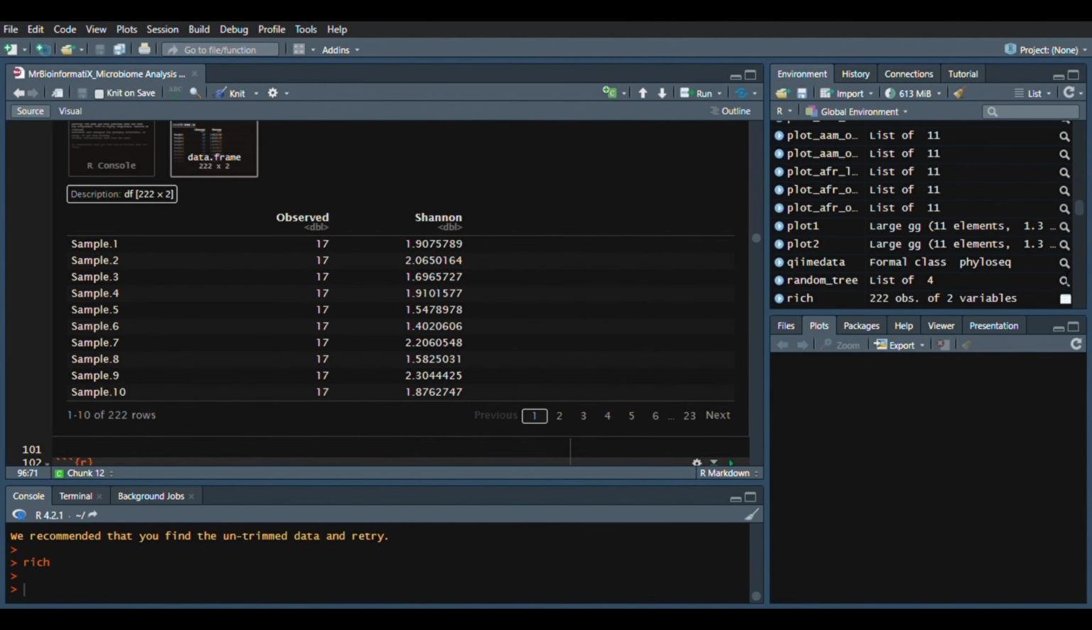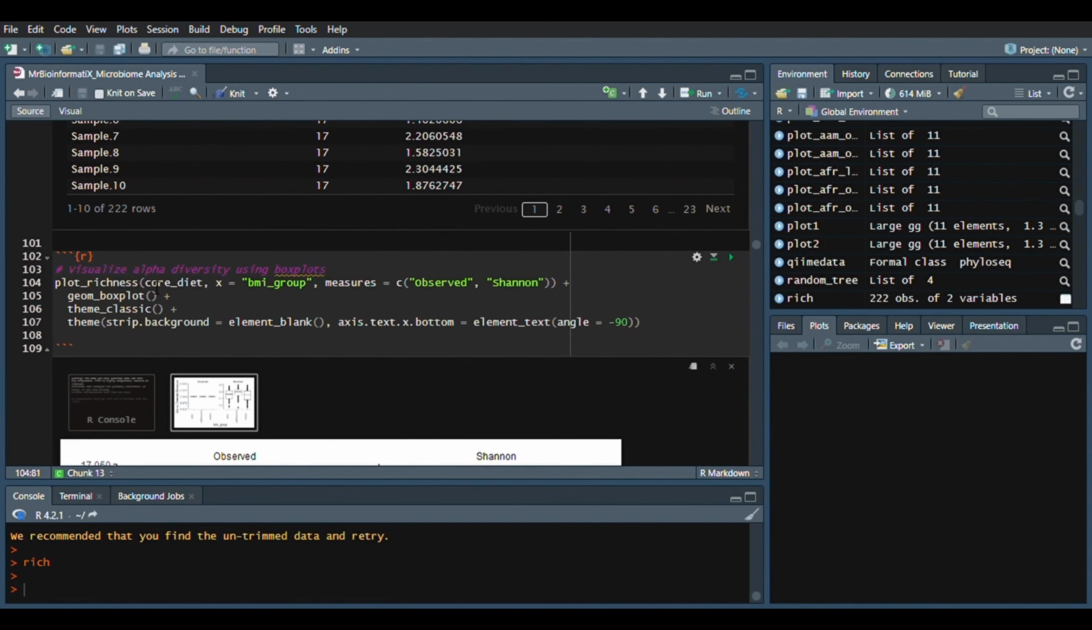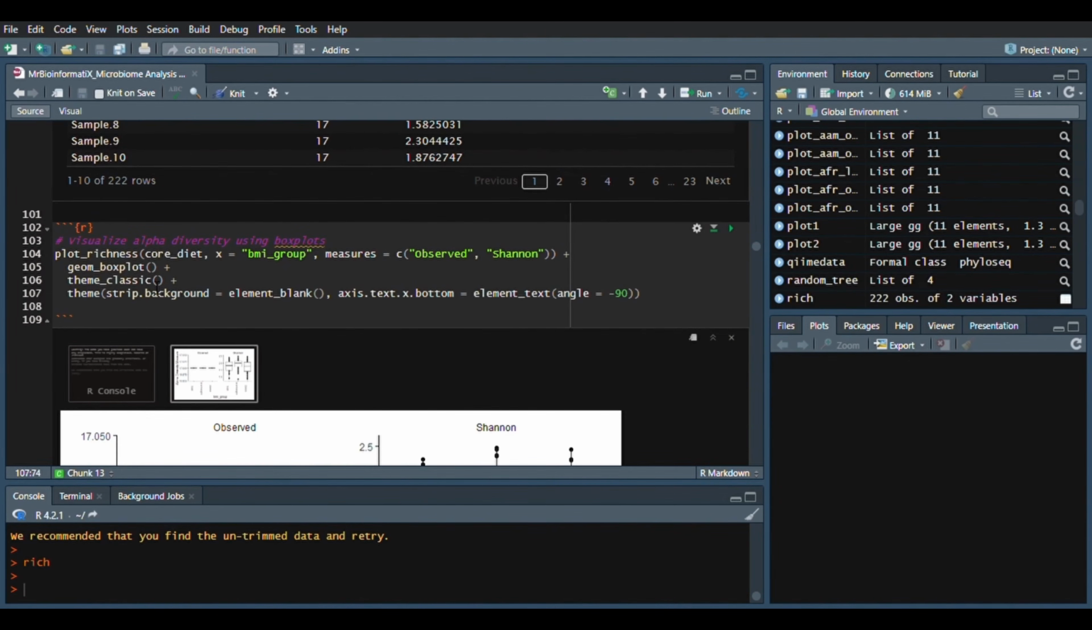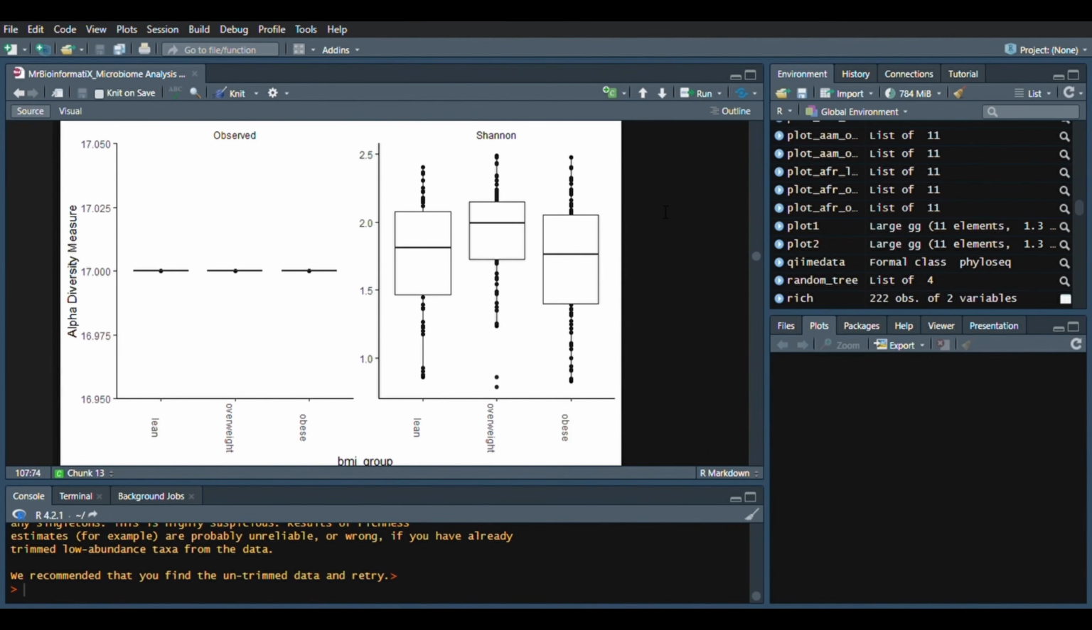Now let's visualize our alpha diversity using box plots. As you can see, we use plot richness, with x equal to BMI group, measures observed and Shannon, geom boxplot, theme classic, and then the theme. Let's run our code. Because all samples have 17 types of bacteria, they are all the same regarding the groups lean, overweight, and obese.